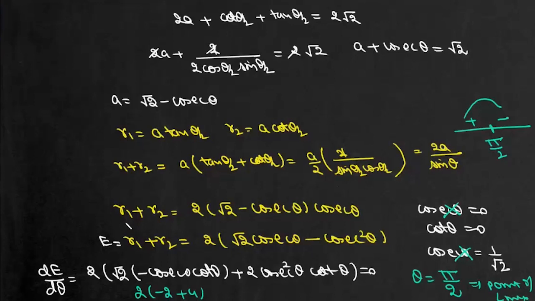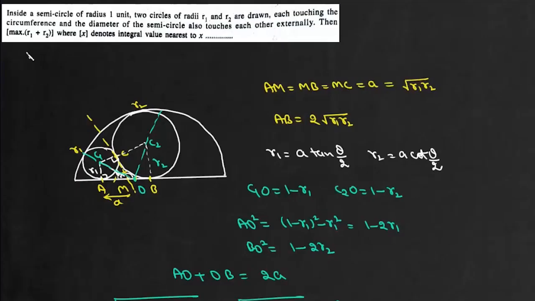So we'll get the maximum value of r1 plus r2 if we put theta as pi by 2. So if we put theta as pi by 2, then this r1 plus r2 max will be, now cosec 90 is 1, so it will be 2 into root 2 minus 1. So the maximum value of r1 plus r2 is 2 times root 2 minus 1, which is nearly 0.83. Now this is not the greatest integer function, this is the integer value nearest to x. This value is 1, and that is the answer to this question.